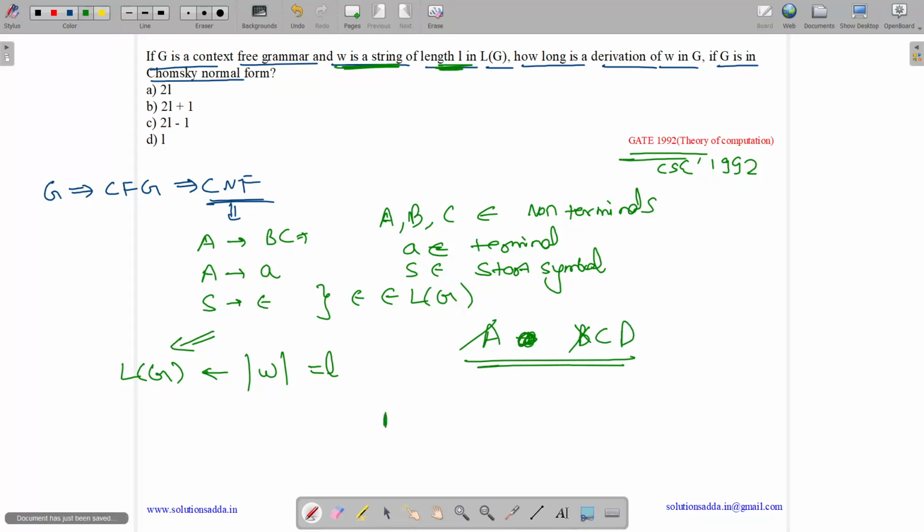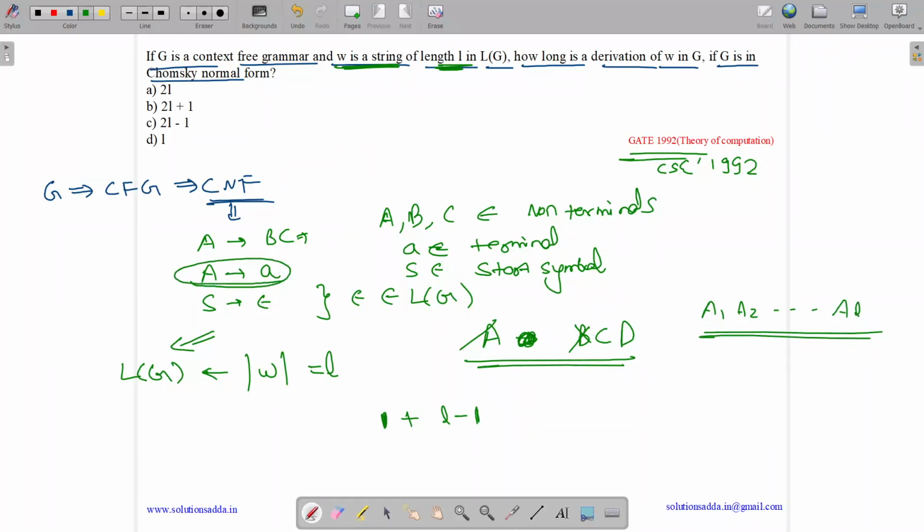Initially we have a length of L1, and we need to just do L minus 1 replacements, as it will increase the length by L minus 1, and total length will become L plus L minus 1, which is L. Okay, and then we will have all A1, A2 up to AL, all non-terminals. Then we need to use this second production to convert all of them to the terminals. So L production rules need to be applied. So we need to apply L more production rules.